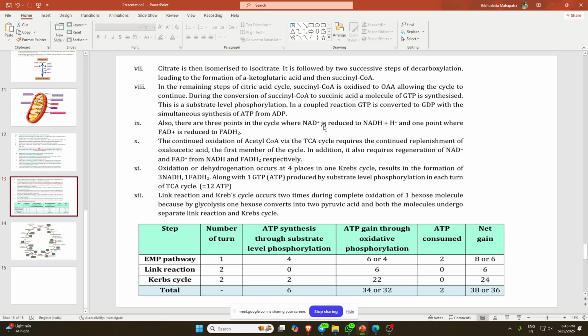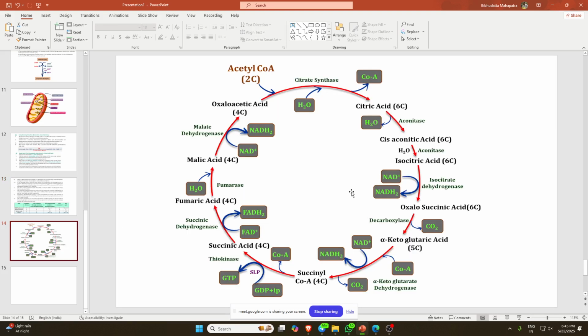Also, there are 3 points where NAD is reduced to NADH and 1 point where FAD is reduced to FADH2. Here is one NAD reduced to NADH, from isocitric acid to oxalosuccinate. Another is alpha ketoglutaric acid to succinyl coenzyme A. Another is malic acid to oxaloacetic acid. This is 3 NADH, and here is one FADH2.